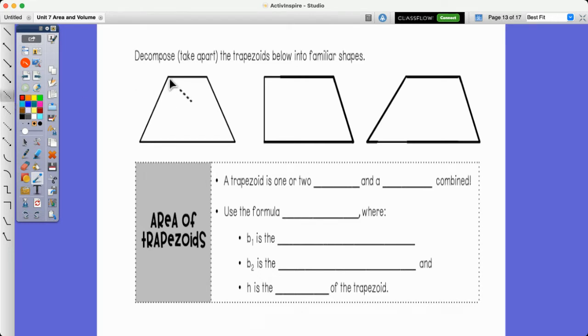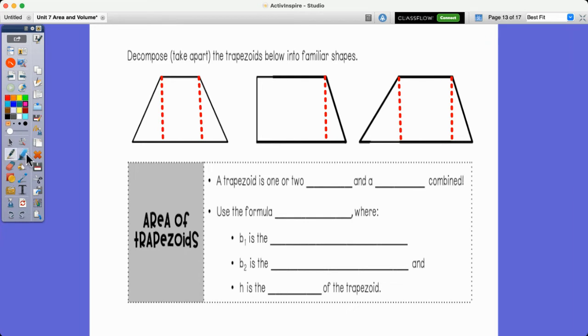What we're going to do is draw some shapes that we already know. If I drop a vertical here and a vertical line here, I have decomposed this into two triangles and a rectangle. If I drop one here, I have a rectangle and a triangle. And if I drop one here and here, I have a rectangle and two triangles. So trapezoids can be decomposed, or taken apart, into other shapes, because trapezoids have kind of a strange area formula. It's because they are what we would call an irregular shape. So we're going to take a look at this.